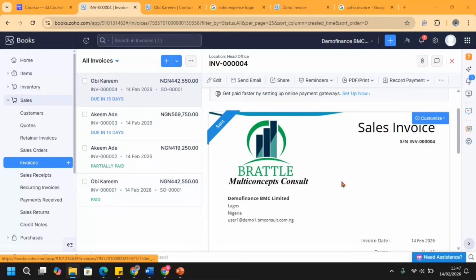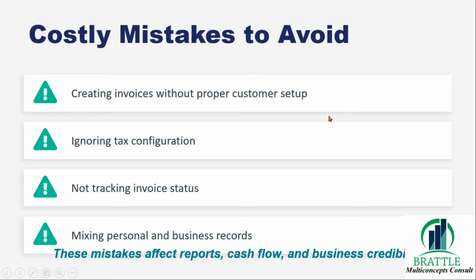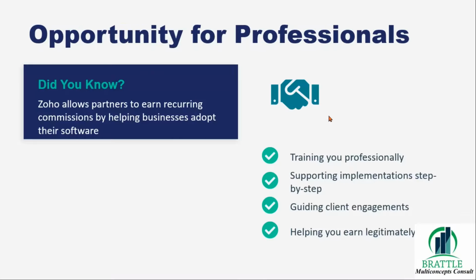So I think we have just like 10 minutes to go. Okay. Now let's go back to our business of the day. Things to avoid in your invoices include invoices without proper customer setup, ignoring tax configuration, remember the tax and withholding taxes, and not tracking the invoice status. You can see the status of the invoice. Those are the things Excel will not tell you. Excel will not tell you due, part payment, all those things, unless you are an expert in Excel and you build a very good template.